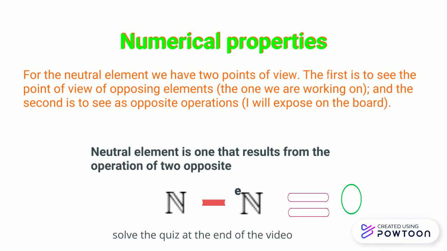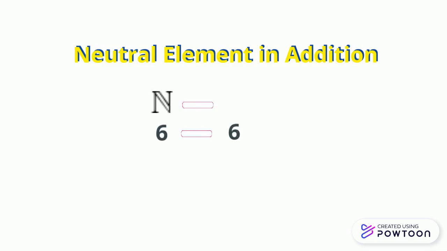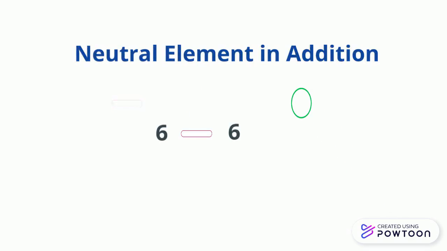The neutral element is one that results from the operation of two opposite elements. It is called a neutral element because in a mathematical operation, its presence doesn't alter the expression. If we add 6 plus 13 plus 0, it is equal to 19. But if we add 6 plus 13 without 0, it also gives 19.